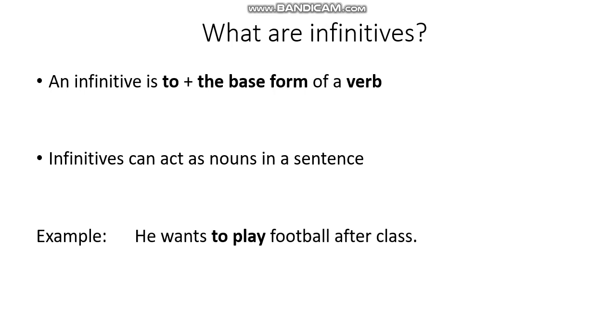So what are infinitives? So an infinitive is to plus the base form of a verb. Infinitives can act as a noun in a sentence. So in this example, he wants to play football after class. So here our infinitive, to play.